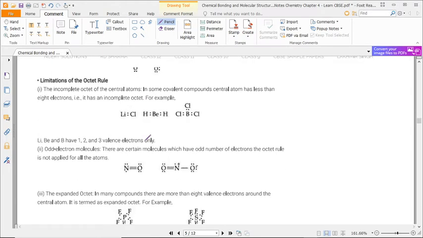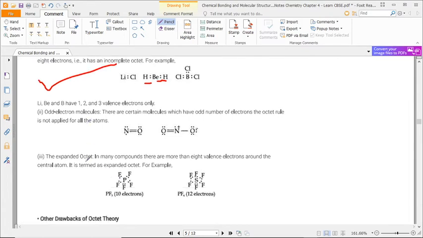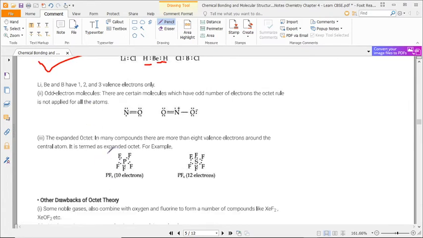And for today we have to discuss some limitations. As I told you, in hydrogen you cannot expect 8 electrons. It can have only 2 electrons. Though it is having less than 8 electrons, it can still form a stable compound, and that is why this is an exceptional case in your octet rule.